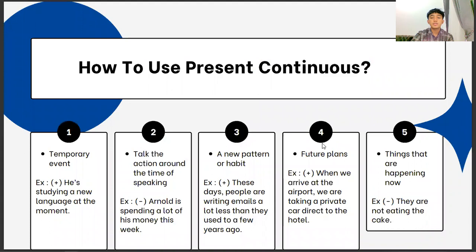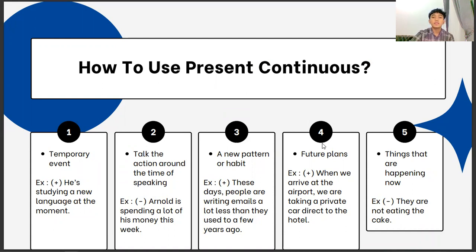And how to use present continuous? First is temporary event. The example is like, he studies a new language at the moment. Second is talk action around the time of speaking. The example is like, Arnold is spending a lot of his money this week.